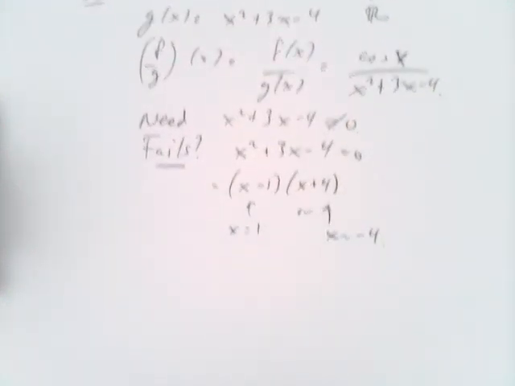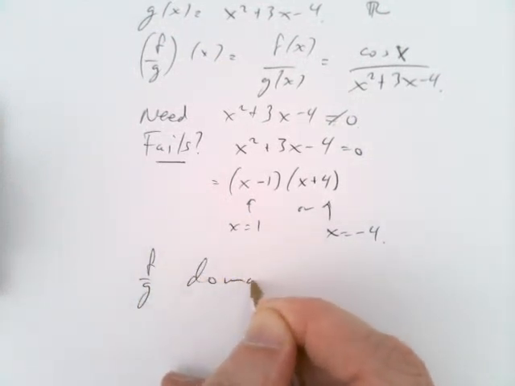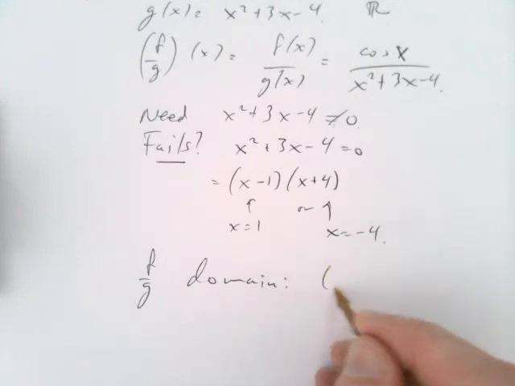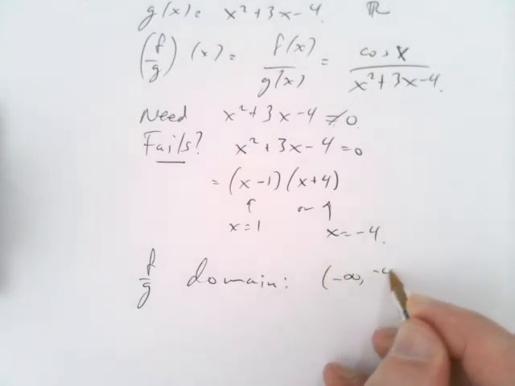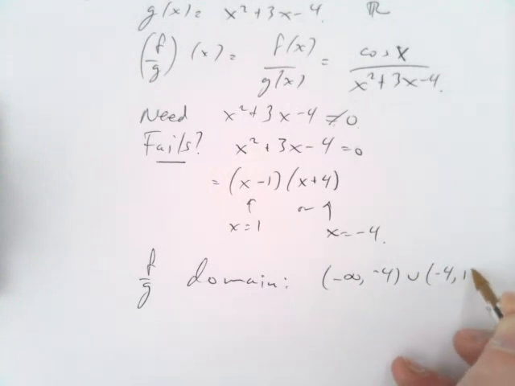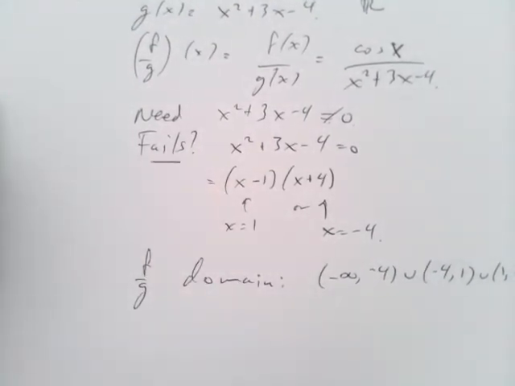And so we have that the domain of f over g is precisely the set of real numbers that are less than minus 4, together with the numbers between minus 4 and 1, together with the numbers from 1 to infinity.